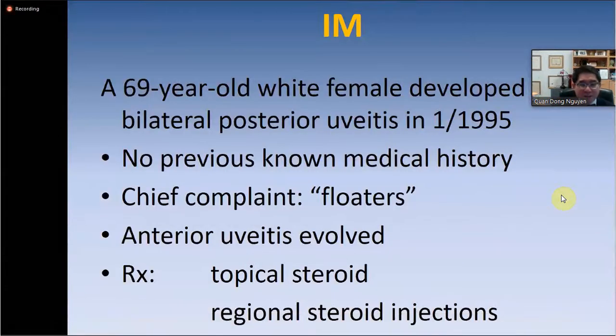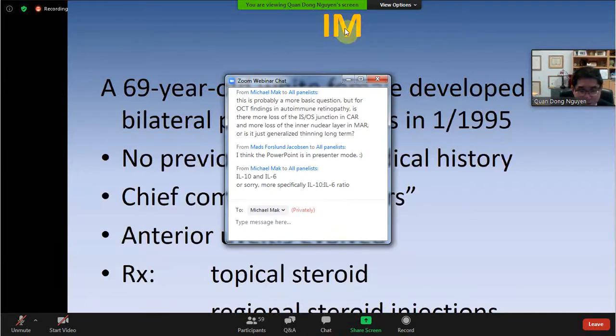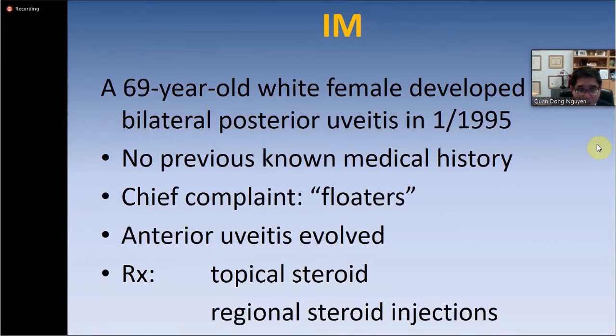Okay, so let's start with this case, which is a case that I learned and still remember from the fellowship here. The patient was a 69-year-old white Caucasian female who developed bilateral posterior uveitis in January 1995. Again, the term bilateral posterior uveitis is a little bit non-specific, but basically we see inflammation, we see cells, and so on. No previous medical history, and the chief complaint here is floaters. Now, if you ask any of us what floaters can consist of, it can be anything from a posterior vitreous detachment to vitreous hemorrhage to vitreous cells, multiple things going on.